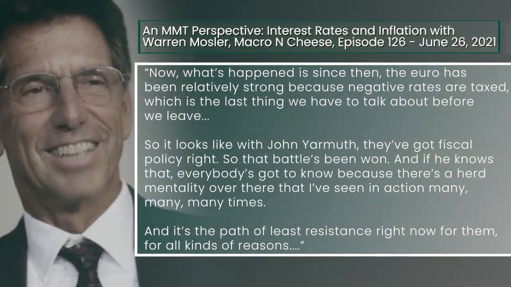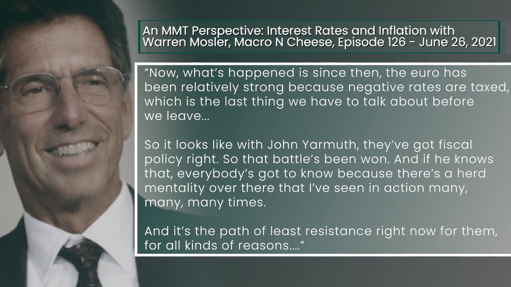During an episode of Mackerel and Cheese, Warren Mosler shows how the Federal Reserve Chairman has the effect of raising interest rates backwards. Now, what's happened is, since then, the euro has been relatively strong because negative rates are taxed, which is the last thing we have to talk about before we leave, if that's okay. Yeah, let's do it. So it looks like with John Yarmuth, they've got fiscal policy right. So that battle's been won.